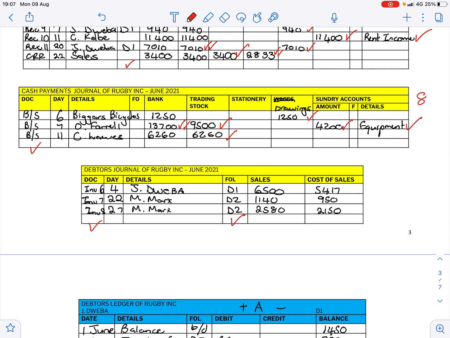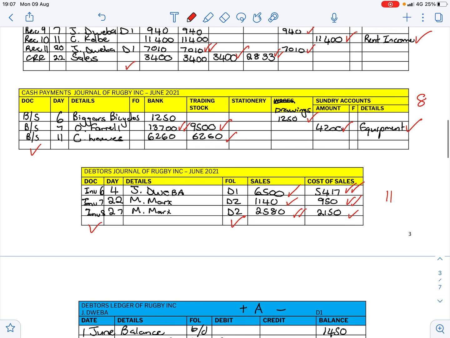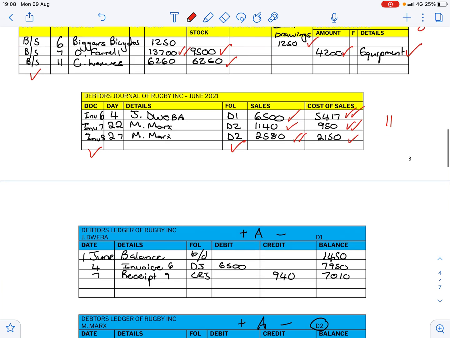If we have a look there, you get a mark for having 3 correct invoice numbers, 6, 7, and 8, 3 correct folio numbers, D1, D2, and D2, 1 mark for our selling price to Jade Weber, 2 marks if you round off correctly for the cost of sales, 1 mark for Malcolm Marks, 2 marks if you've divided correctly to get our cost of sales figure, and lastly 2 marks for multiplying to get our correct sales figure, and 1 mark for the cost of sales that they gave us, giving us a total of 11 marks for our DJ.